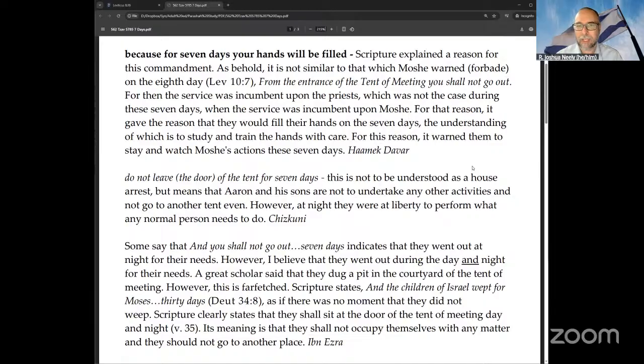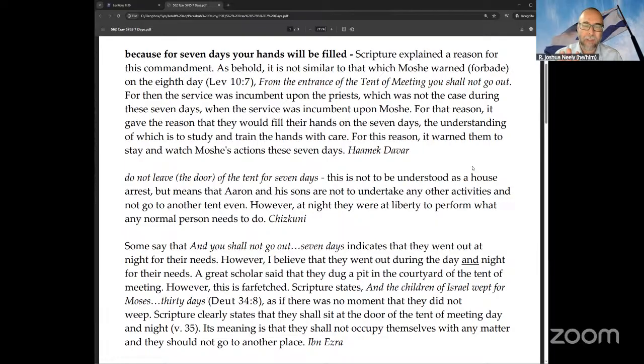"Because for 7 days your hands will be filled," as we talked about in our verses. Scripture explained a reason for this commandment. As behold, it is not similar to that which Moses warned, meaning forbade, on the 8th day, which we're going to get in Leviticus 10: "From the entrance of the tent of meeting you shall not go out." For then the service was incumbent upon the priests, which was not the case during these 7 days when the service was incumbent upon Moses.